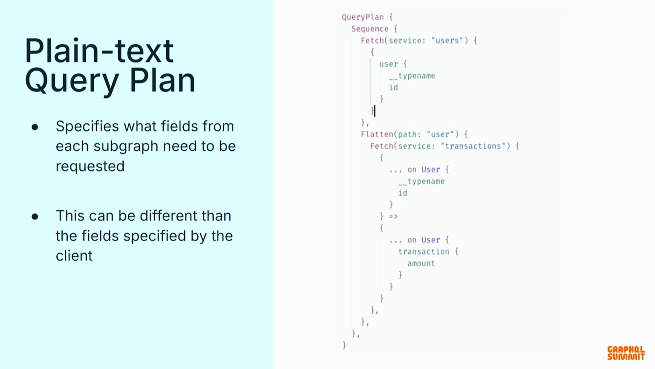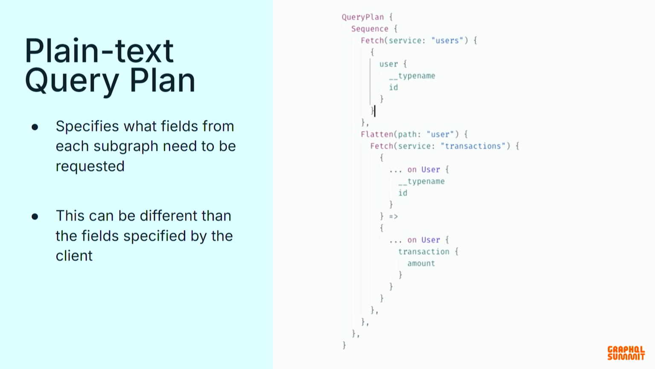you can see the plain text view of a query plan. When you do that, you get this expanded view. And so you'll see here, we see our fetches, our flattens, et cetera. That first fetch, we fetch the users, and that is actually a real query that we can execute on the user's subgraph. We can call users and get their ID, right? So that's a real top-level field that exists.